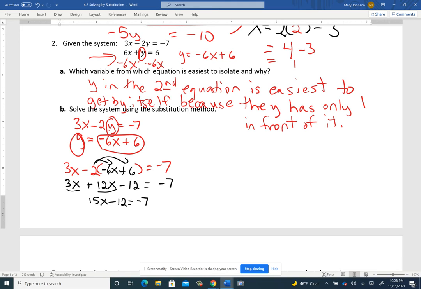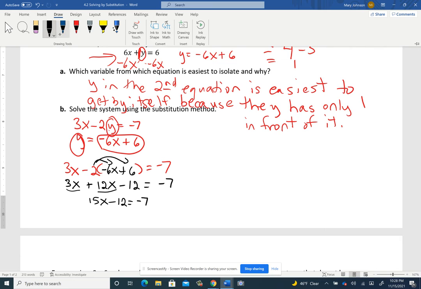I'm just looking because I'm noticing I'm going to get a fraction, and I'm just kind of surprised. So I'm just checking to make sure I didn't mess up on anything here. I don't see anything wrong. Oh well. So now I'm going to add 12 to both sides.